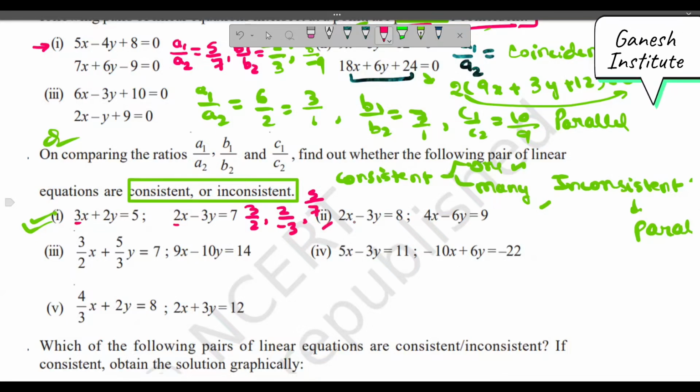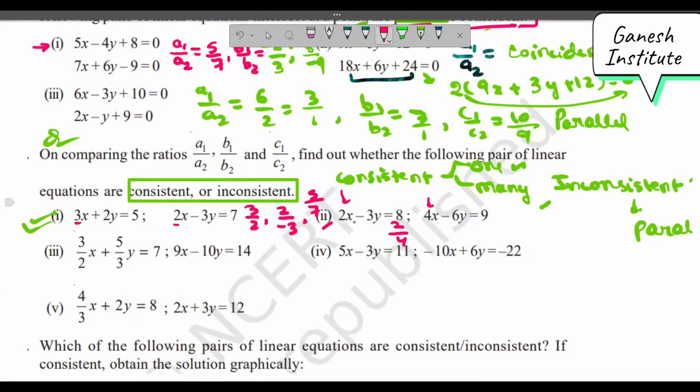What about the second one? That is inconsistent, because it is 2 over 5 for A1 over A2, 2 over 4. All the points are correct. The second one does not match. Sorry, the third one, not the second. The third one does not match.